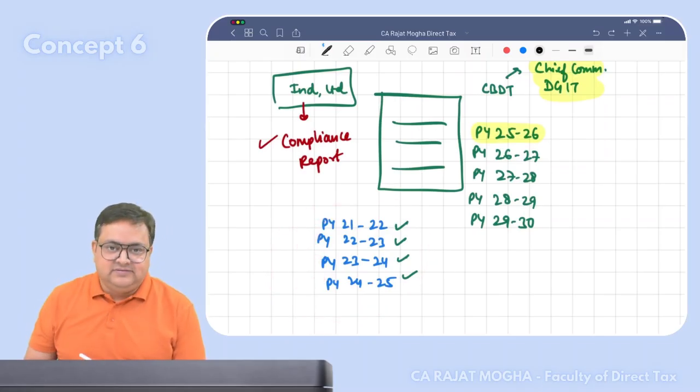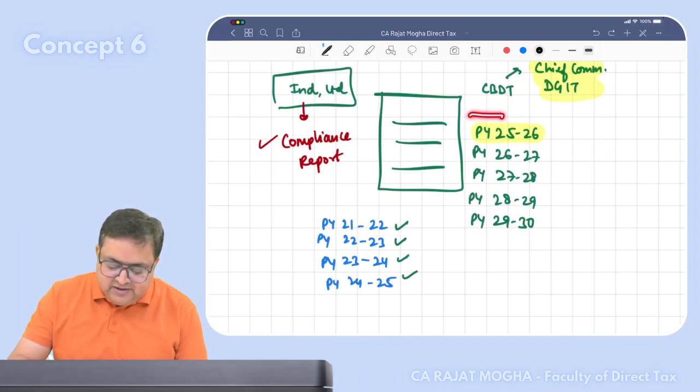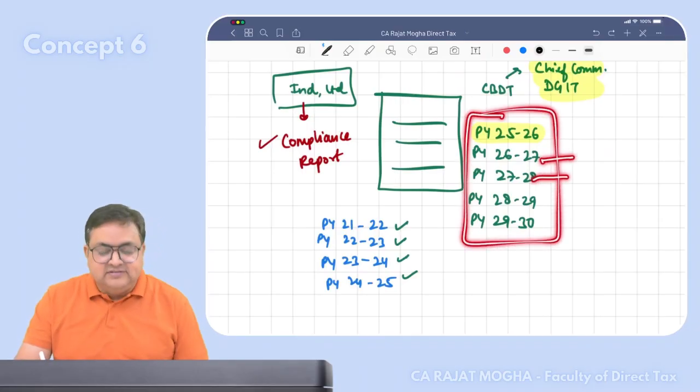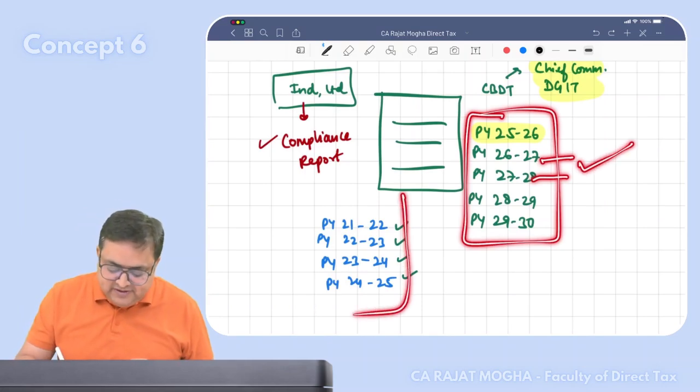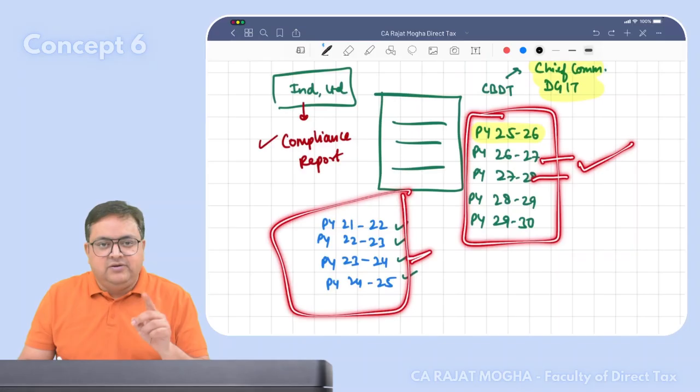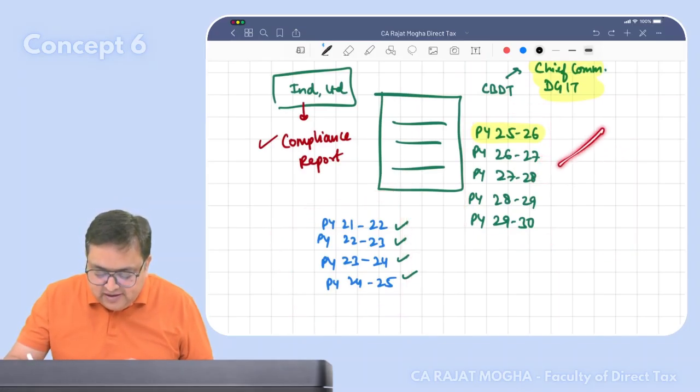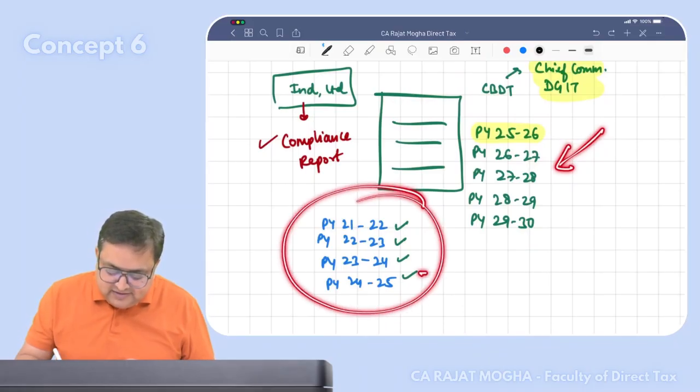The first condition is that whatever the ALP, whatever the transactions you are taking here, it should be the similar transaction here. It should not be different. Obviously, it's one APA, na? So whatever the transaction you are taking here, it should be same over here.